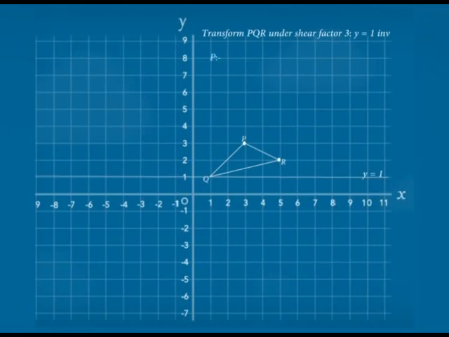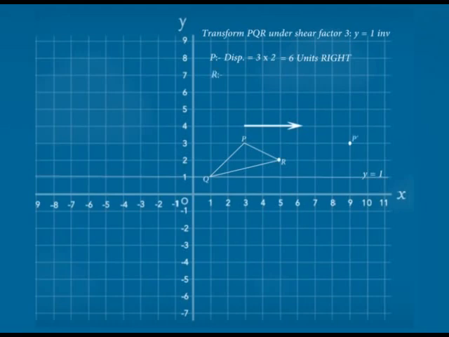Let's start with P. Perpendicular distance from the invariant line is 2 units. S is equal to 3. Displacement is equal to 2 times 3, which is 6 units to the right. 1, 2, 3, 4, 5, 6. This is P prime.